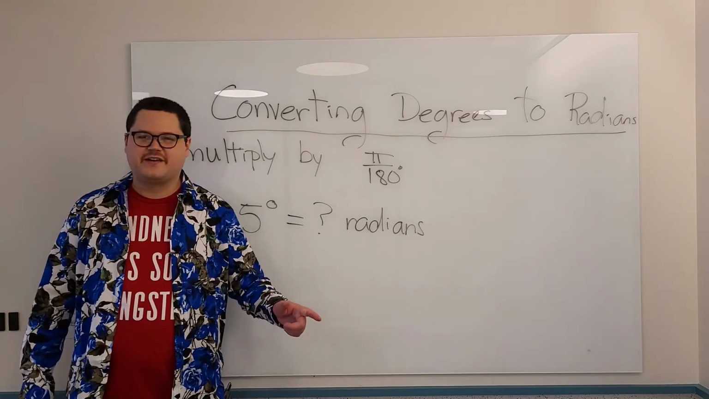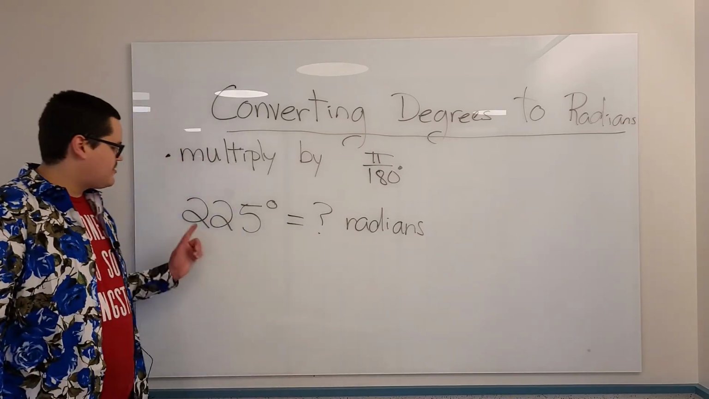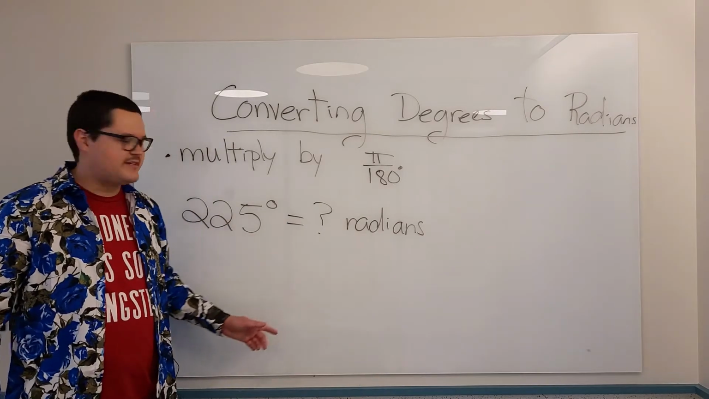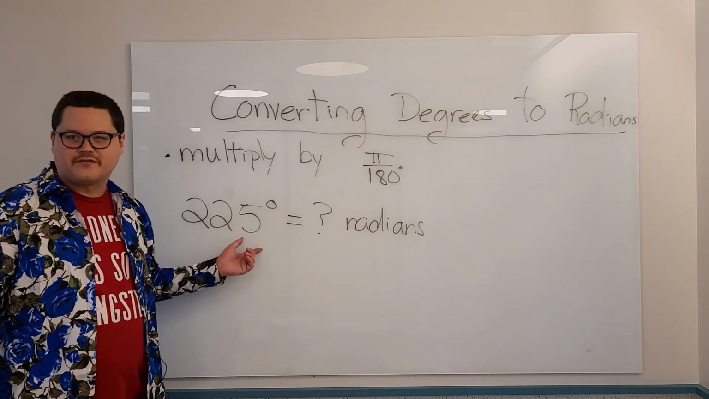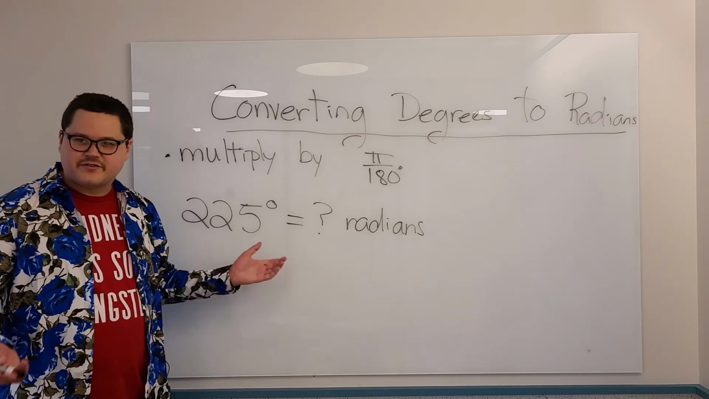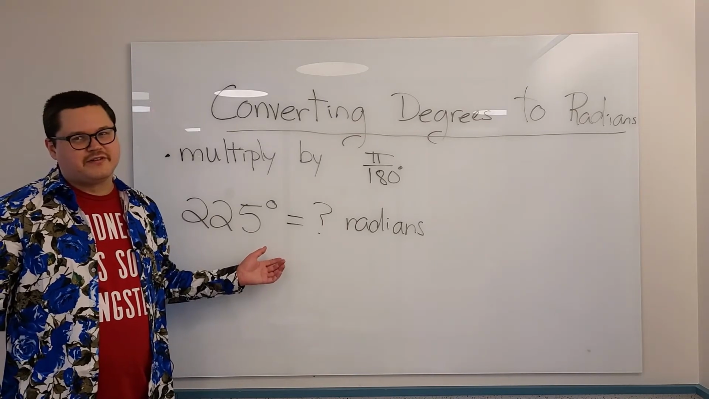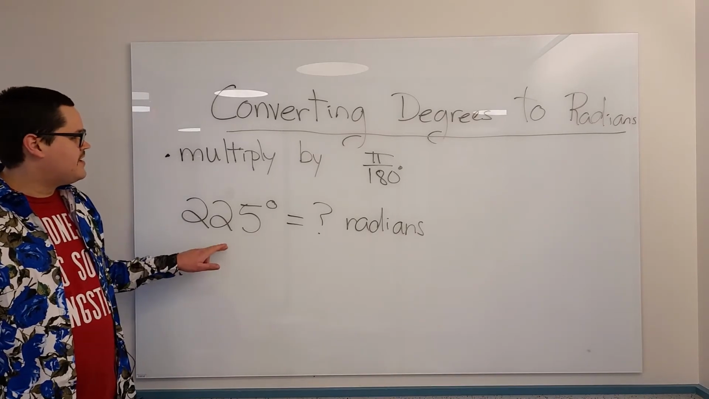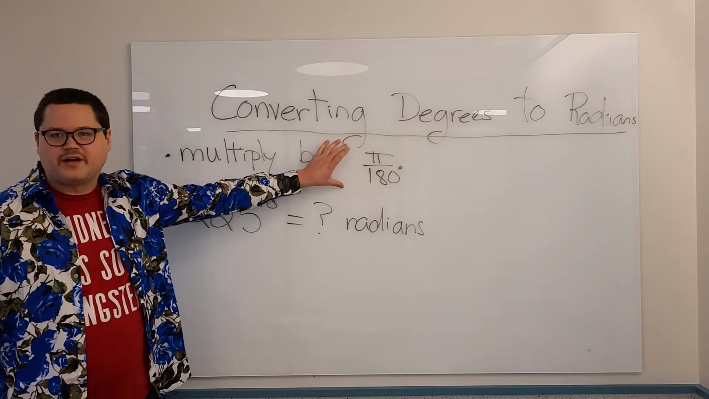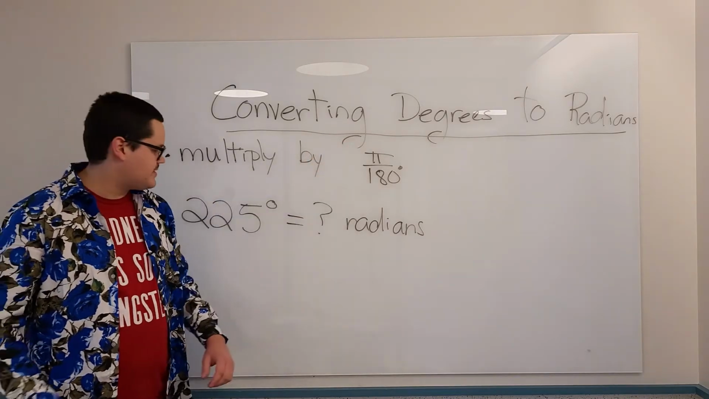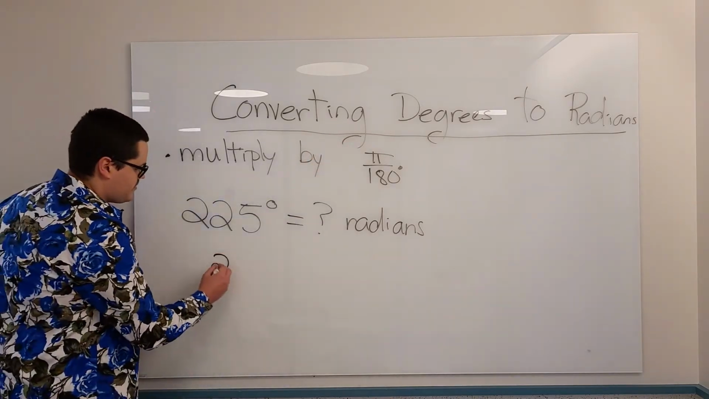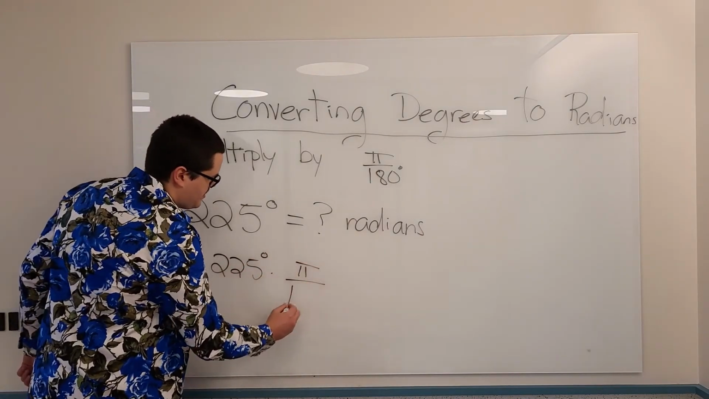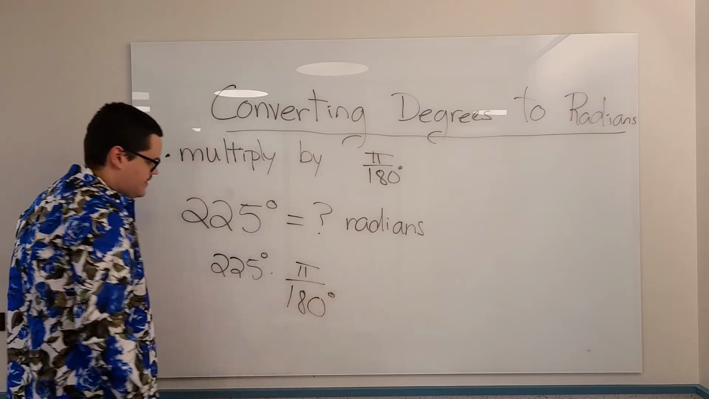Now you might object about that last one a little bit. 225 degrees going to radians. Remember, we used the trick. We said that this is 5 times 45 degrees. Without that trick, maybe we couldn't have done it. Well, you actually can. And all you need to do is do the same thing. Multiply by pi over 180 degrees. So 225 degrees times pi over 180 degrees.